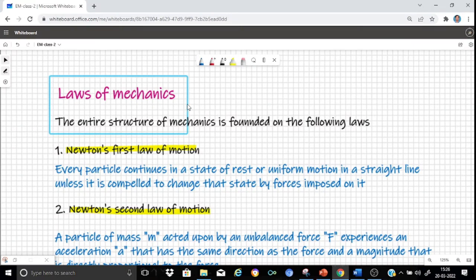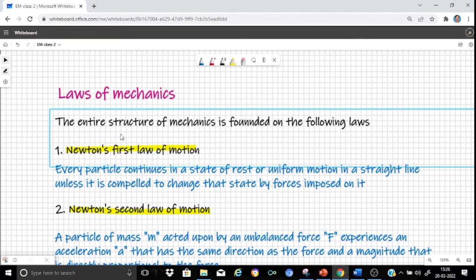So let us start with the laws of mechanics. The entire structure of mechanics is founded on the following laws. As you can see in the coming classes, we'll be using these laws very extensively in the study of force systems and also in the study of the state of bodies.